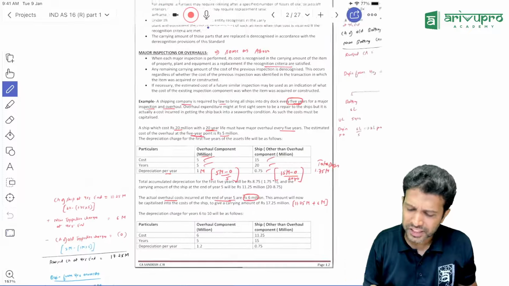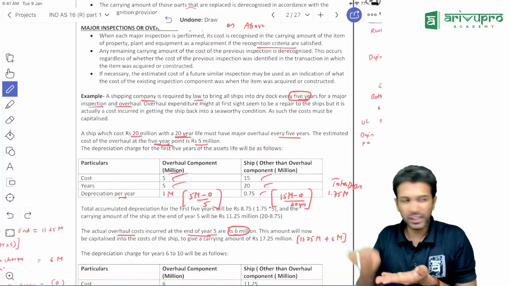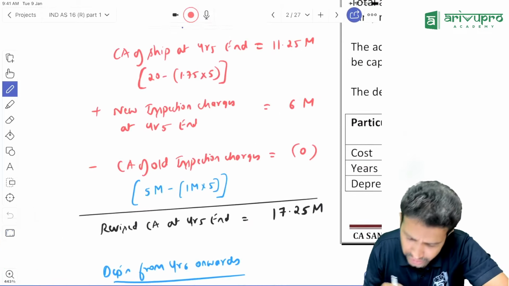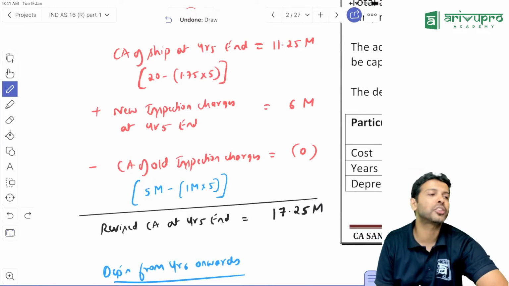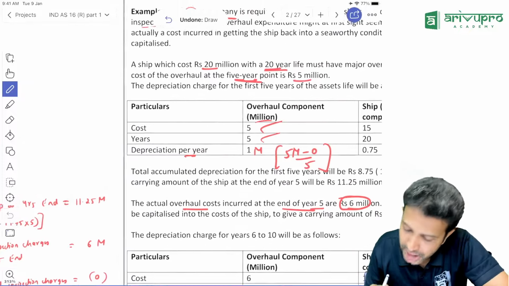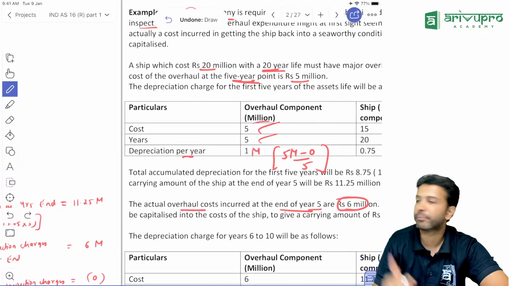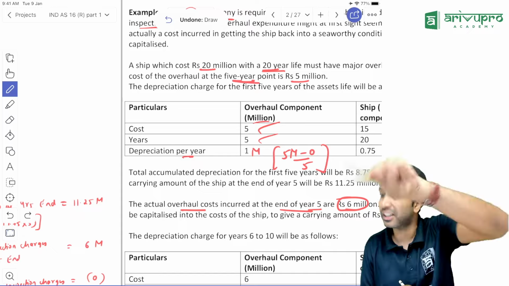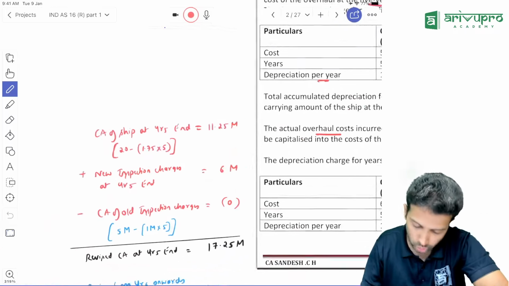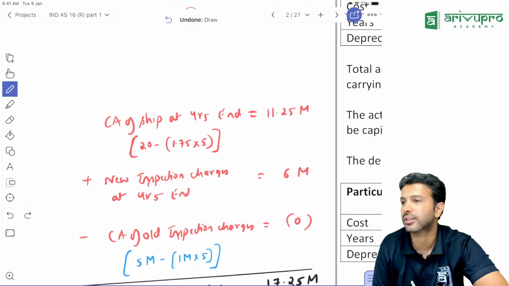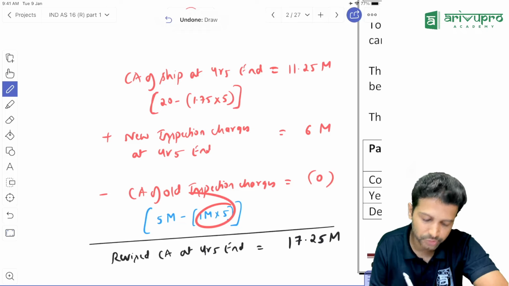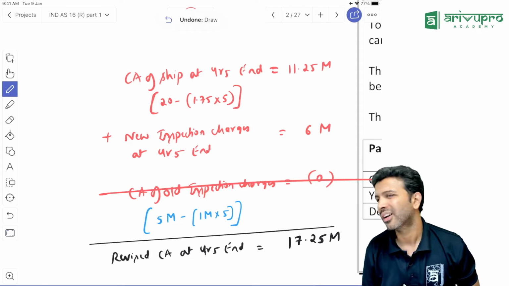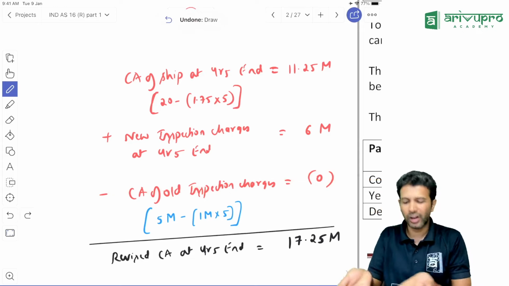Because, sir, the useful life of inspection charges is how many years? 5 years. That means the old inspection charges, do they have any carrying amount or are they fully depreciated? Fully depreciated. Initially, when you bought the ship, how much did you pay for inspection charges? 5 million. How much are you depreciating inspection charges every year by? 1 million. How many years is over? 5 years. So 1 million for 1 year, for 5 years it is 5 million. You bought it for 5 million and it is fully depreciated. So what is the carrying amount? 0. So do you have to do this or is it not required? Not required. In examination, you don't have to do this, but for your reference, I brought it.